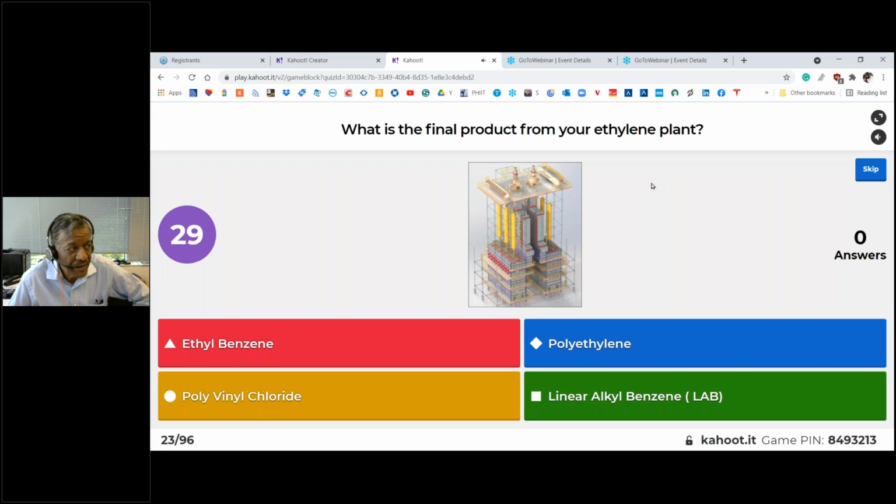So we want to find out what is the final product from your ethylene plant, because nobody produces ethylene. They are always producing something else. Ethyl benzene is a precursor to styrene. Polyvinyl chloride is a plastic. LAB is a detergent. And polyethylene is a plastic again. So lots and lots of products.